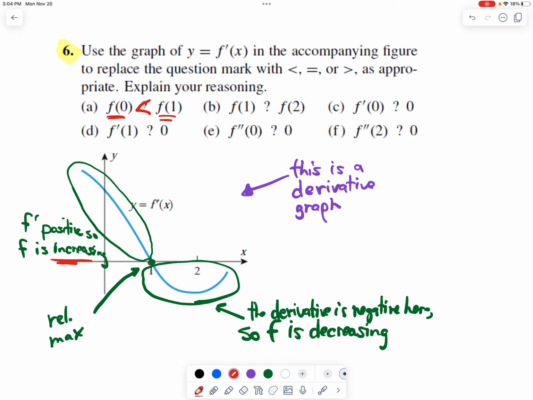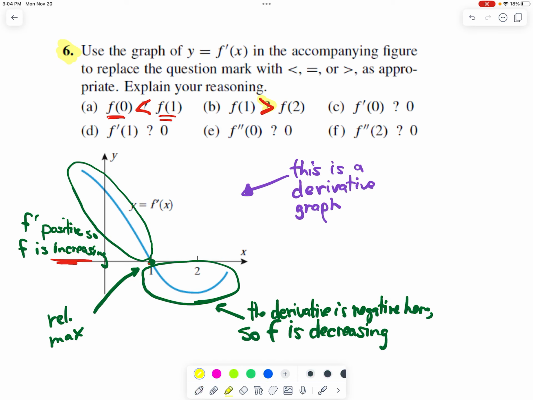The second one talks about the original f graph, f of 1 versus f of 2. Now our eyes go right here, and we see that since the function is decreasing, what was more left was higher than what's more right. So f of 1 would have been somewhat higher than f of 2, which means f of 1 is greater. Let me change to red. f of 1 is greater than f of 2. Those are tough because those are the f graphs.